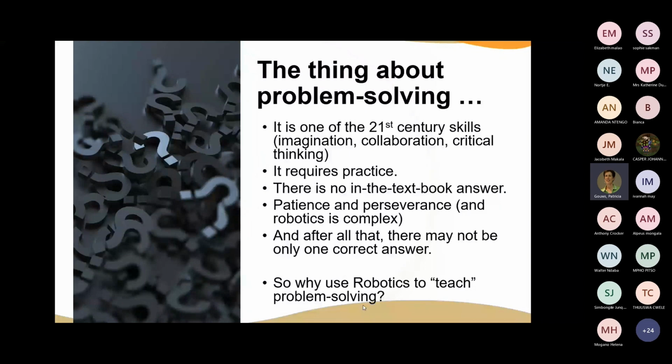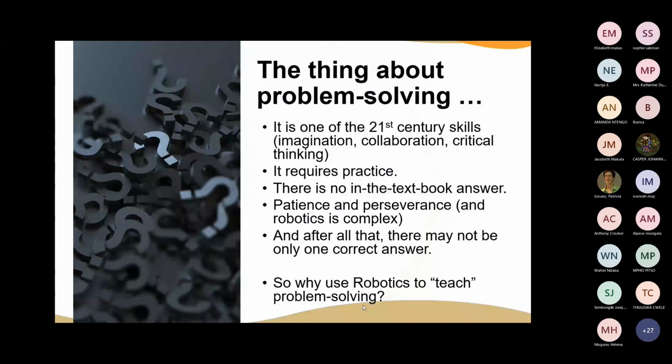And after all that, in a class, especially when you're teaching robotics, there may not be only one correct answer. And I think testimony of that is that there are 150,000 robotics teams all over the world. Not one, not two teams' robots look the same, and they're competing in the same competition. So keep that in the back of your mind. There's not only one correct answer.